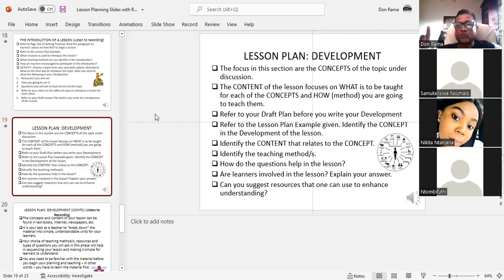So refer to your draft plan before you write, that is that spider diagram. Refer to the lesson plan example, which I will also give to you. Identify the content that relates to the concept. So you must look at the draft or the lesson plan example that I will send to you just now. Identify the teaching methods and how the questions help in the lesson. You must write questions to ask the learners as you are teaching to see whether they are following your lesson, right?